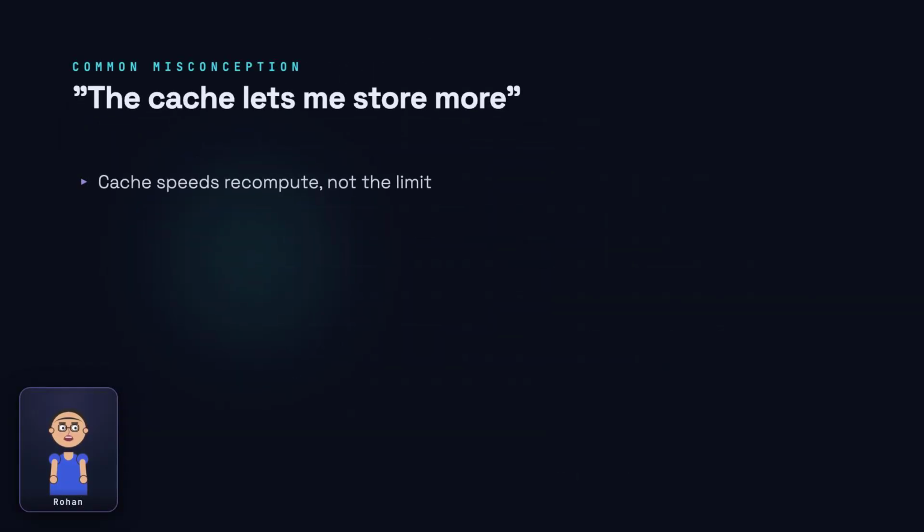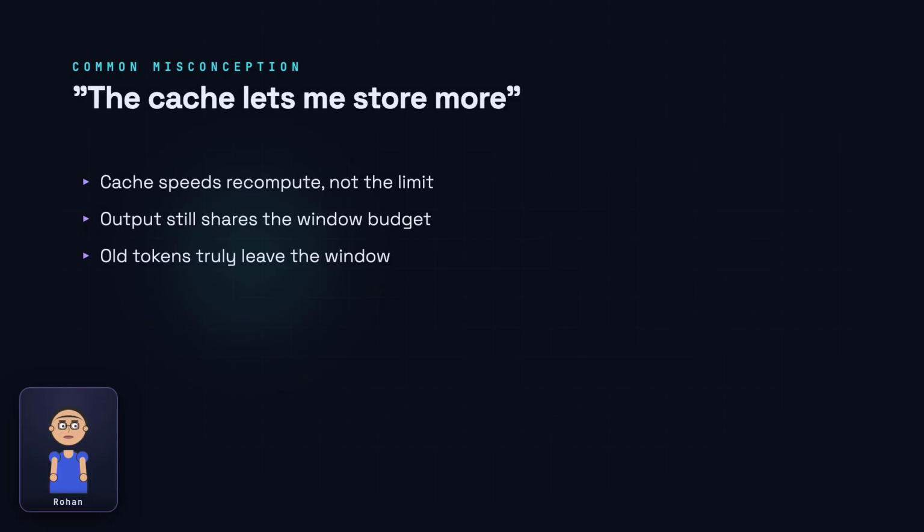Two myths worth killing. First, the KV cache does not increase how much the model can remember. It only avoids redoing work. The window limit is unchanged. Second, the output doesn't get a separate budget. It competes with your prompt for the same tokens. And when tokens fall off the window edge, they're gone from the model's view. It isn't quietly remembering them somewhere.